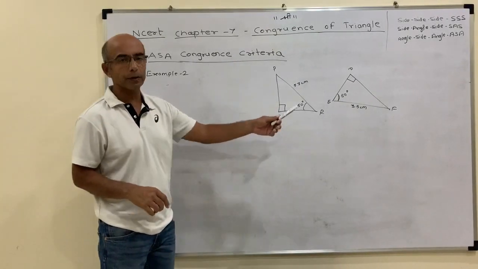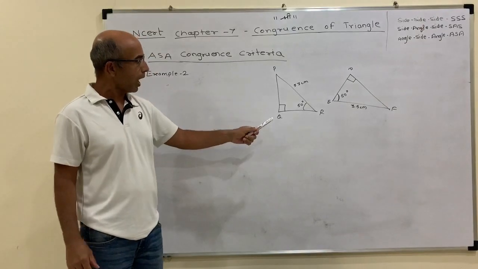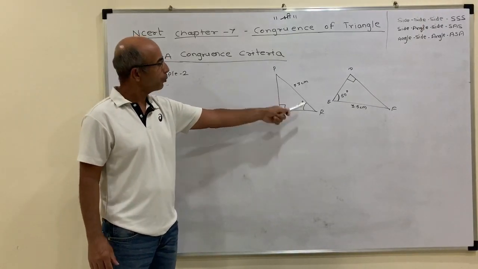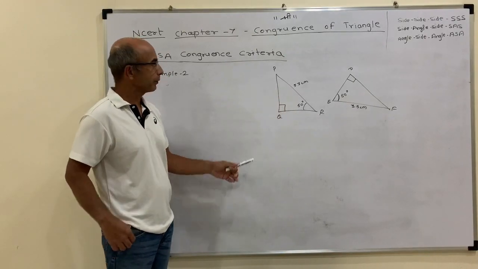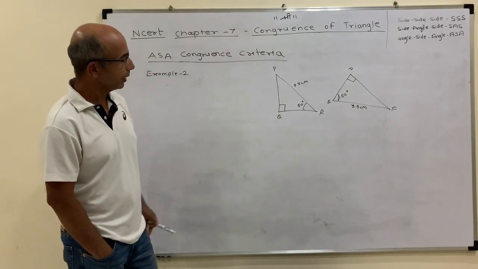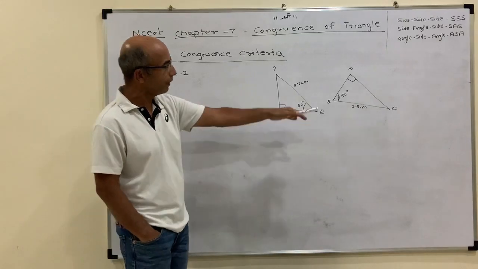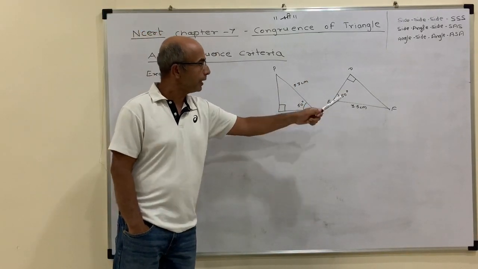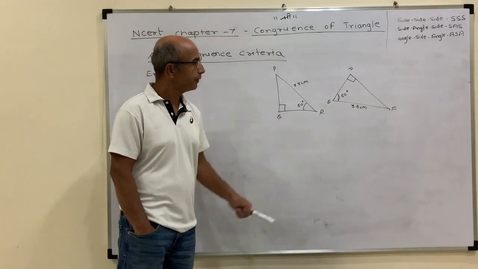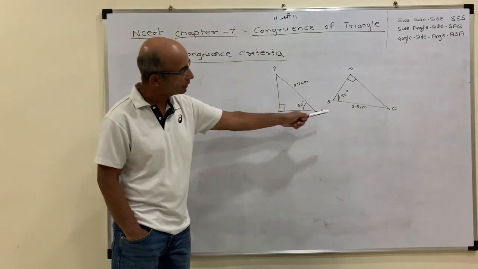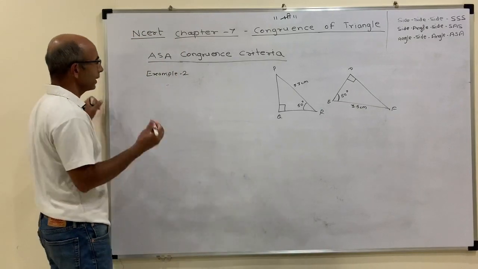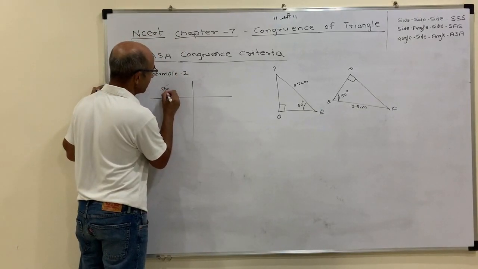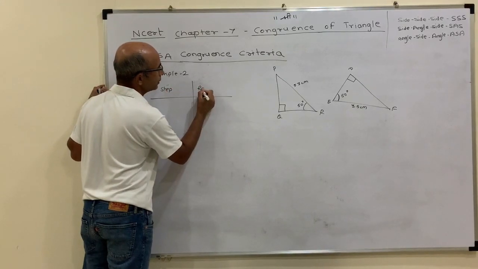These are my two figures. Triangle PQR has one right angle and another angle of 50 degrees. Hypotenuse is 3.3 centimeters. Now I have another triangle FDE, where D is 90 degrees, angle E is 50 degrees, and hypotenuse is 3.5 centimeters. So what is happening? Let's give it a try. We do the steps and then the reasons.